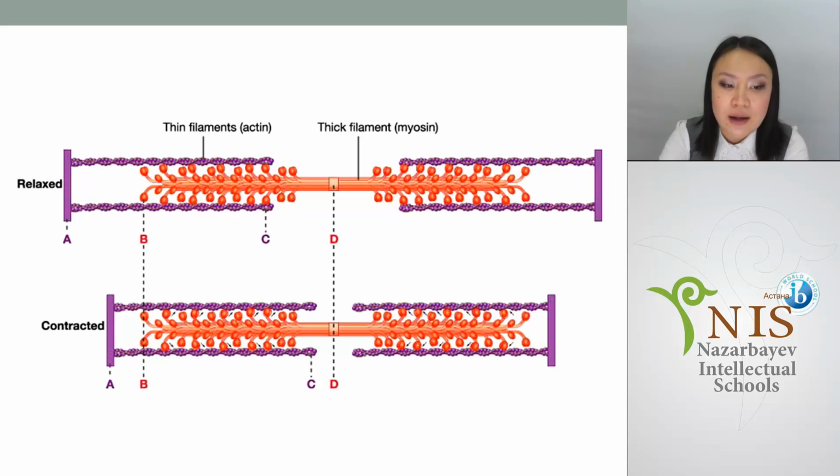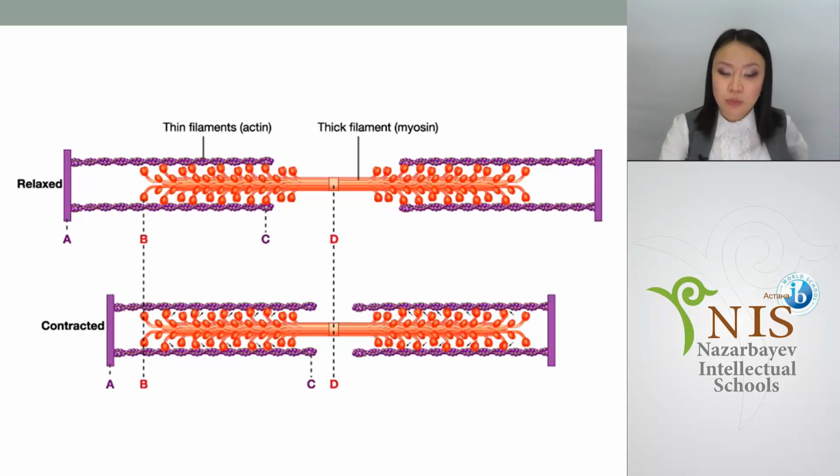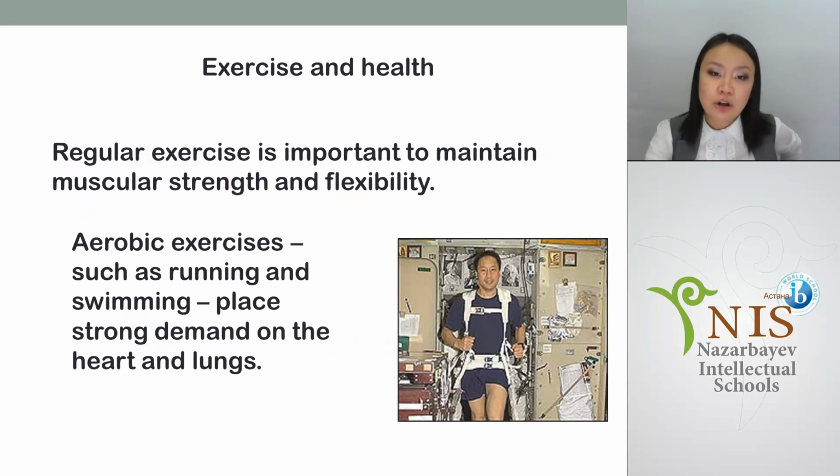Relaxed and contracted. When it relaxes, it has increased distance between actin filaments. When it contracts, the distance between thin actin filaments decreases, and our muscle will move. Okay.